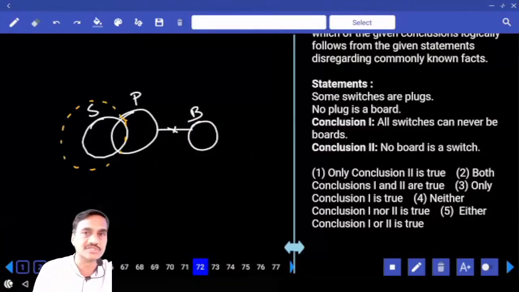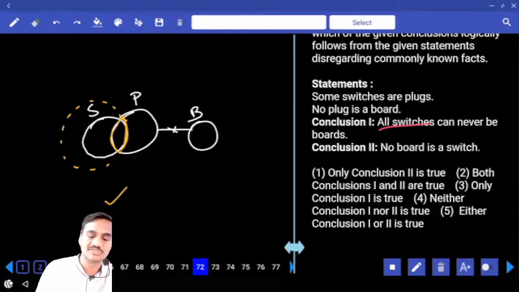Boards అవుతున్నాయో లేదో ట్రై చేయండి. అవుతుందా? No. ఇలా బోర్డ్ రాసుకుంటే ఏమైపోయింది? Now board and this plug are intersecting. Hence it is not possible. And no board is a switch. No board is a switch true.